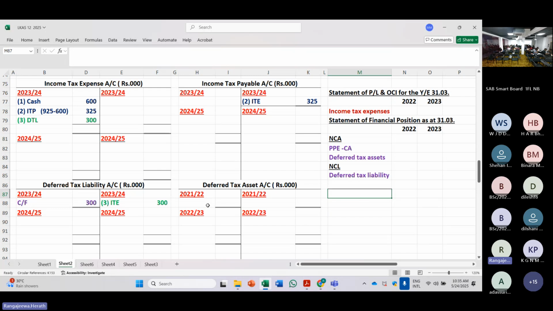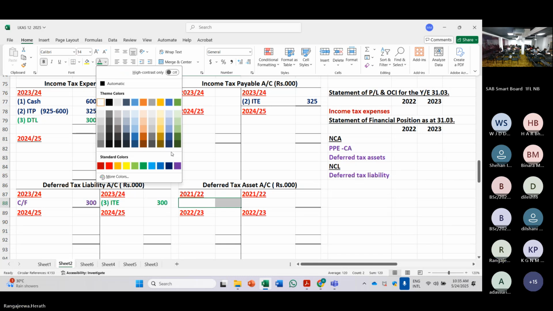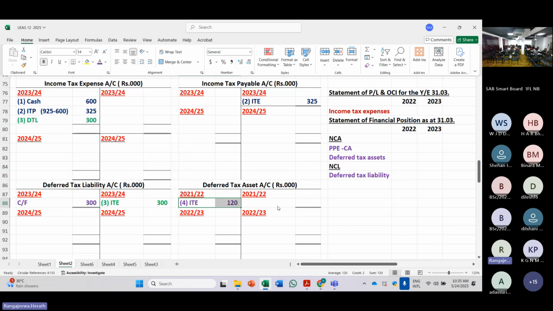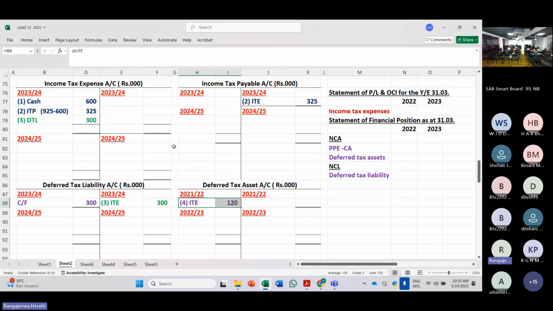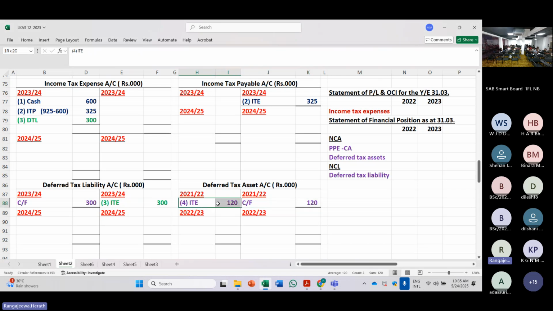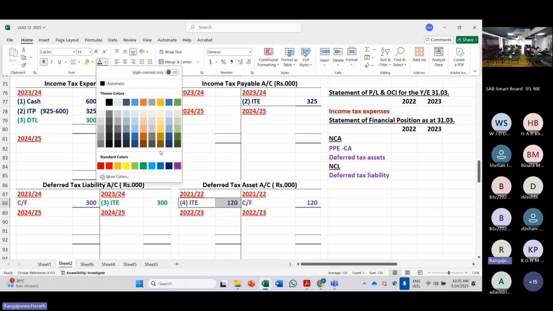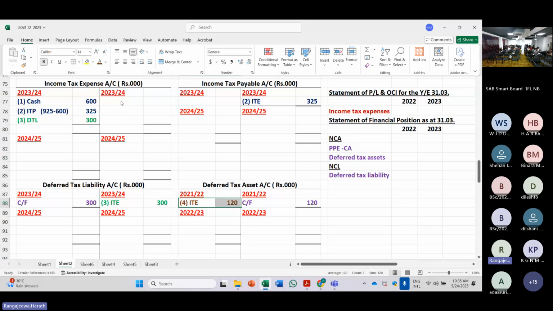The deferred tax asset carried forward balance, we have already calculated that, 120. That means this year creation of carried forward balance 120. So this year creation of deferred tax asset should be 120. Debit deferred tax asset, credit income tax expense.